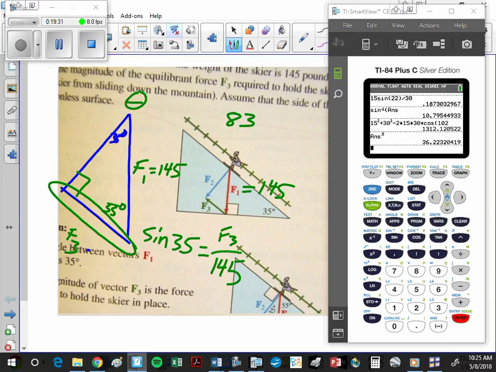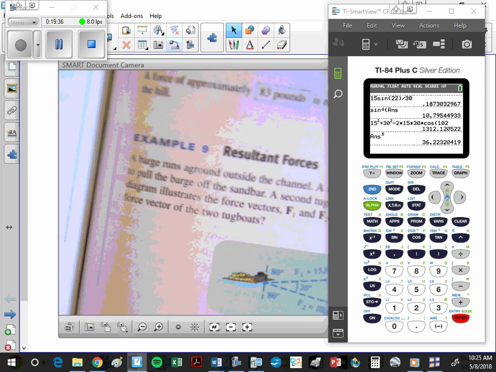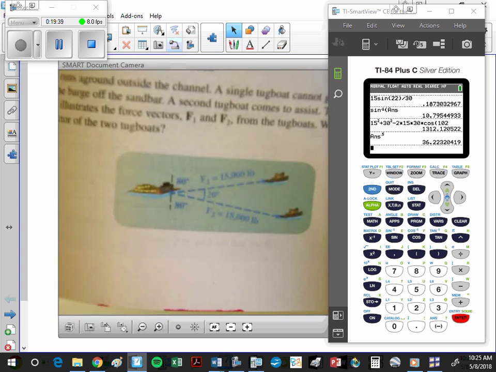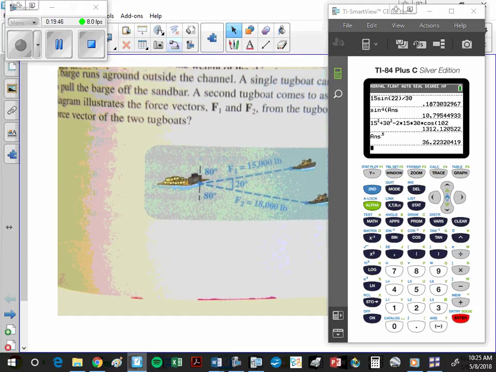Let's do example 9. Resultant forces. A barge runs aground outside the channel. A single tugboat cannot generate enough force to pull the barge off the sandbar. A second tugboat comes to assist. The following diagram illustrates the two force vectors, F1 and F2, from the tugboats. What is the resultant force of the two tugboats?